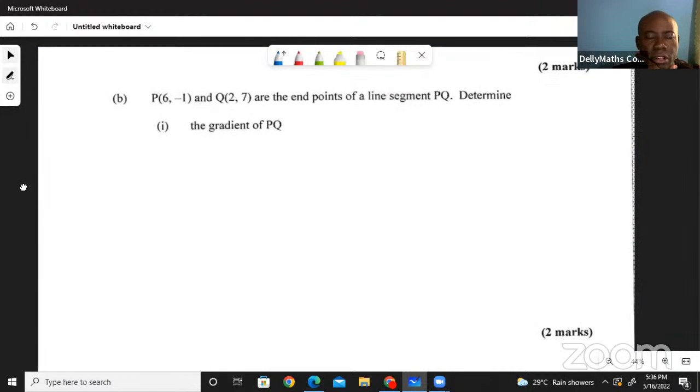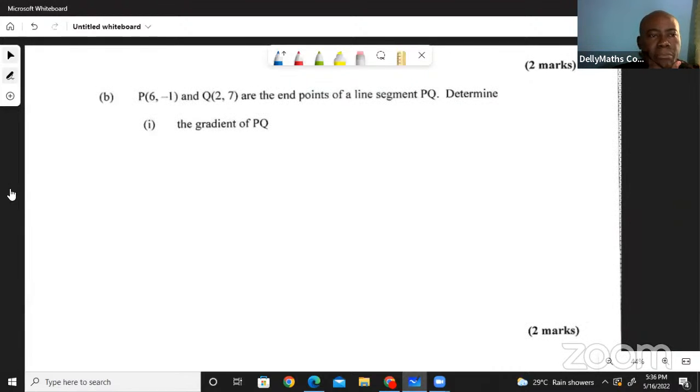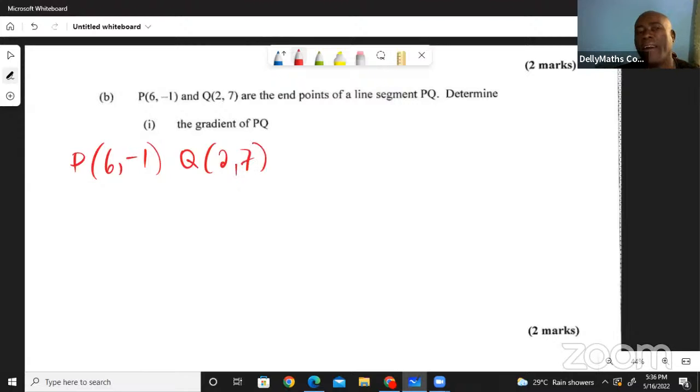Let's go. So the question says P, which is 6, -1, and Q, which is 2, 7, are endpoints of a line segment PQ. So yeah, we have the line segment PQ, and there would be P, and there would be Q. All right, no problem. Determine the gradient PQ.